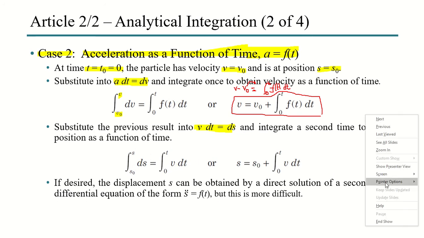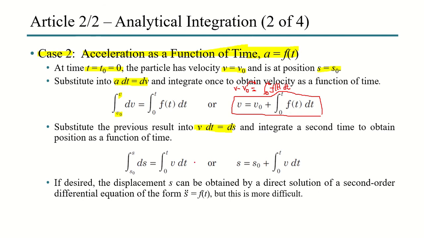When you integrate this part here, class, the integral of ds with limit s sub 0 to s is equal to s, and then you substitute the limit, so we have the upper limit s minus the lower limit s sub 0.